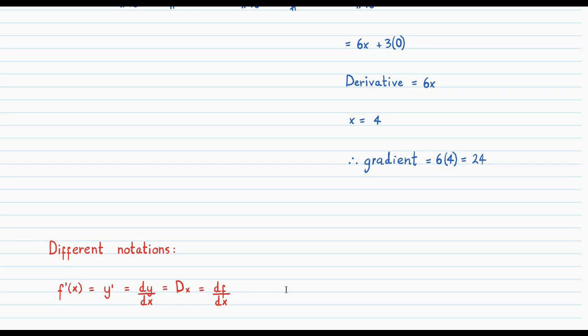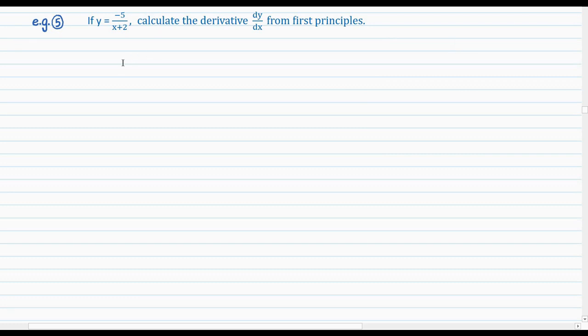That being said, here's a new example for the derivative. If y equals minus 5 over x plus 2, calculate the derivative dy over dx from first principles.